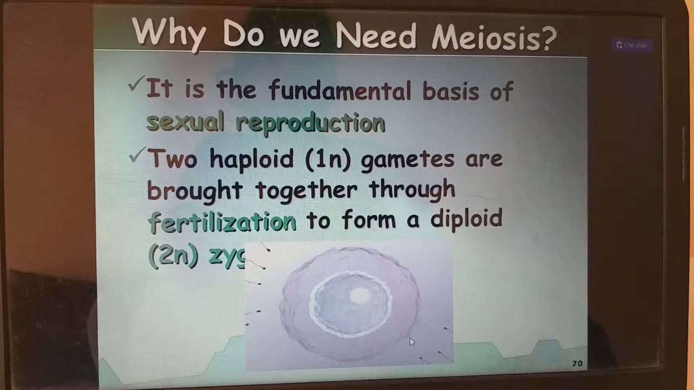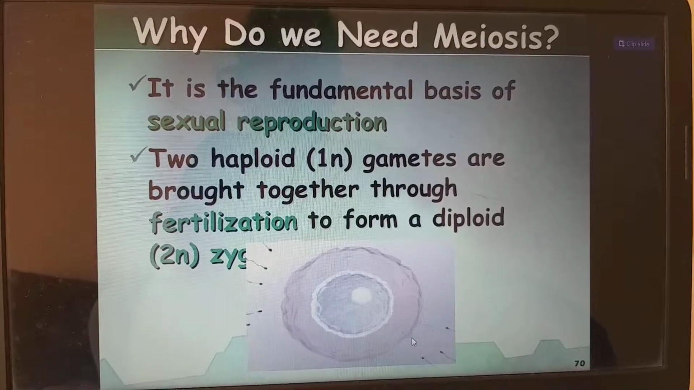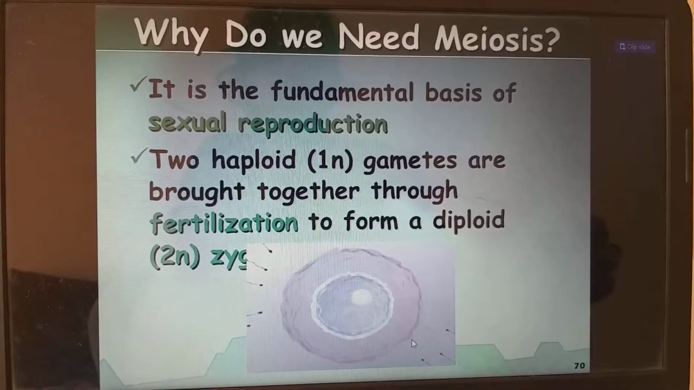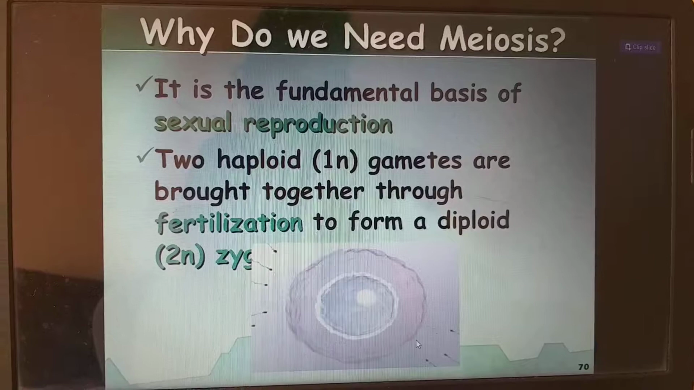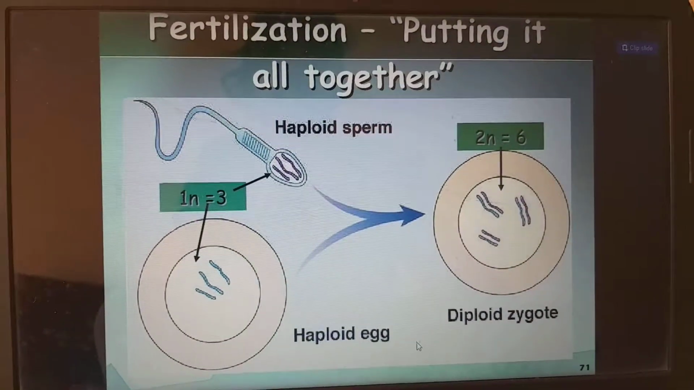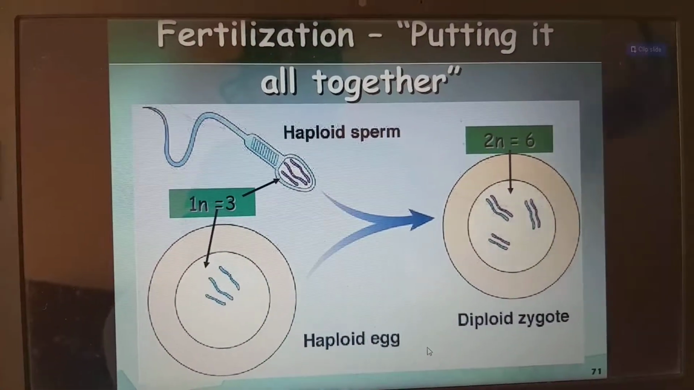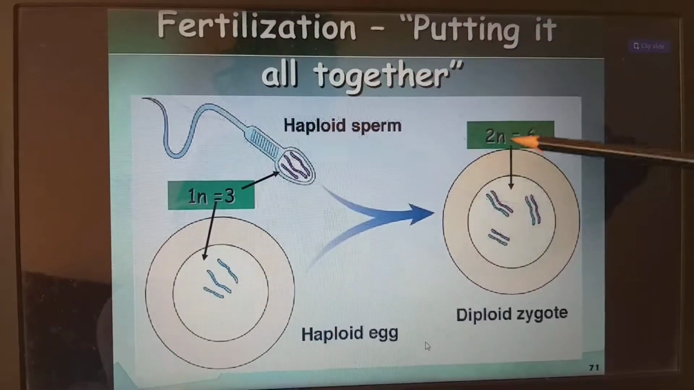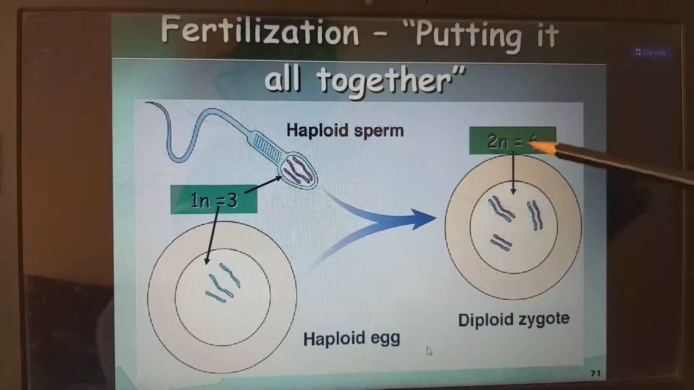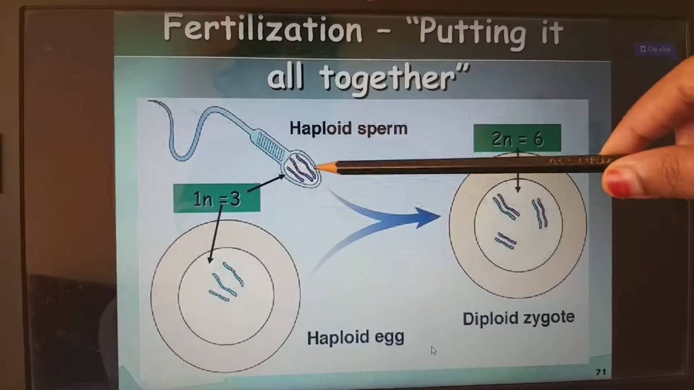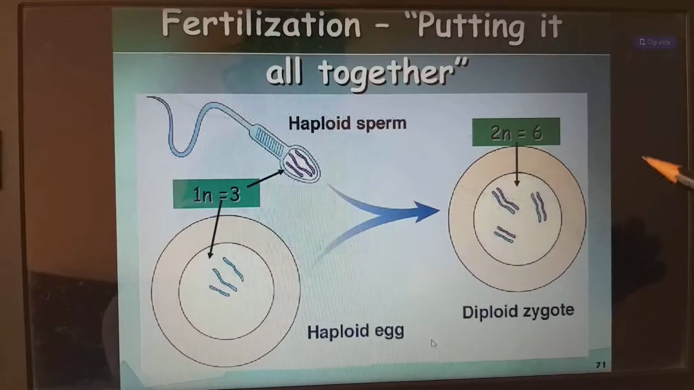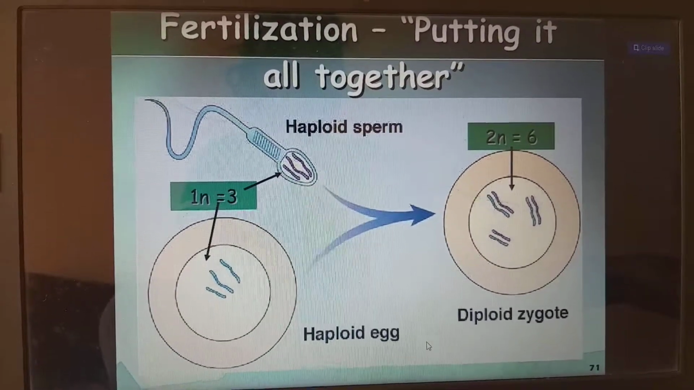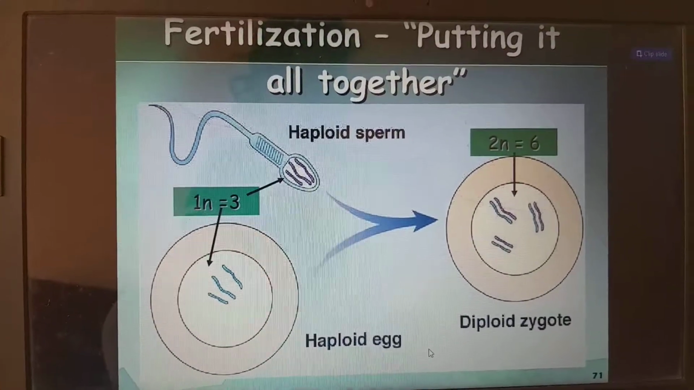Why do we need meiosis? It is the fundamental basis of sexual reproduction. Two haploid gametes are brought together through fertilization to form a diploid zygote. So, putting it all together, we have a haploid sperm and a haploid egg. The two meet, 1n and 1n, to form a 2n. So, for example, 3 and 3 will make 6. This has to be continued to maintain the generations with the same chromosomal number in sexual reproduction.